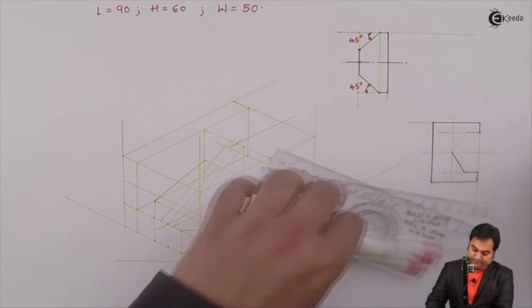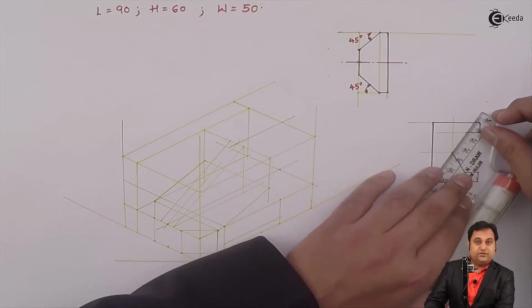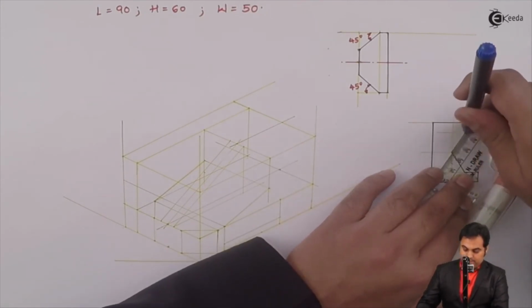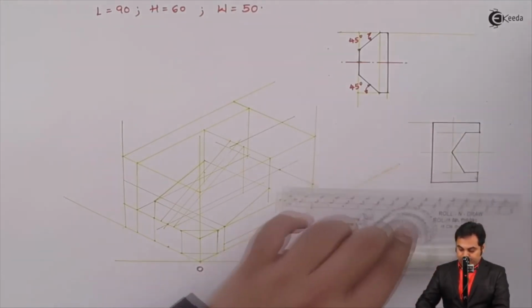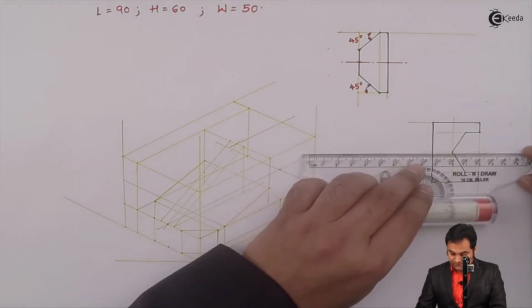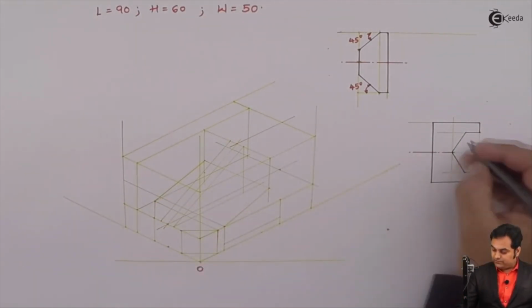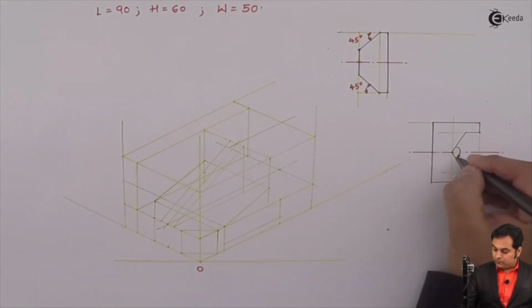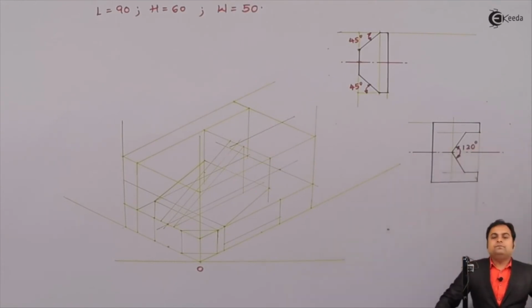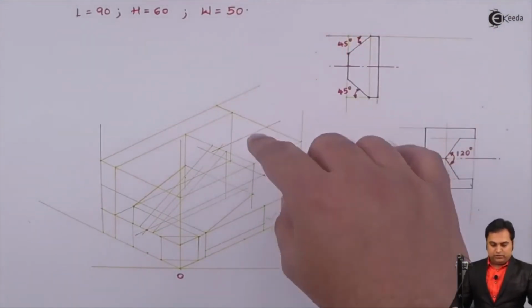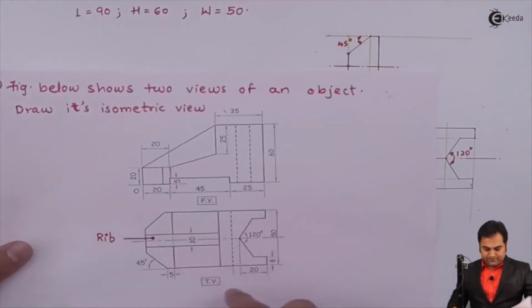So here I have drawn this surface which was there in the block, and drawing the center line as well. Here this angle is 120-degree. So here I'll be copying this surface over this block as it is inside.